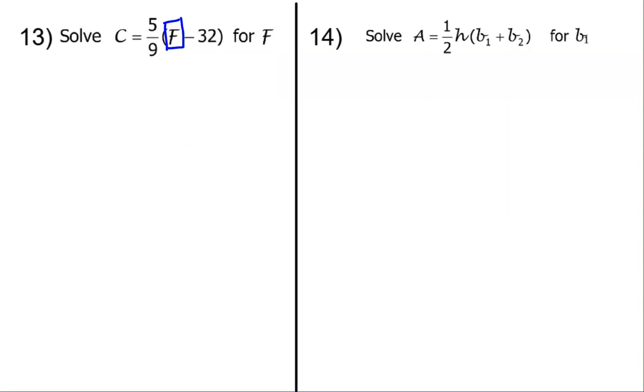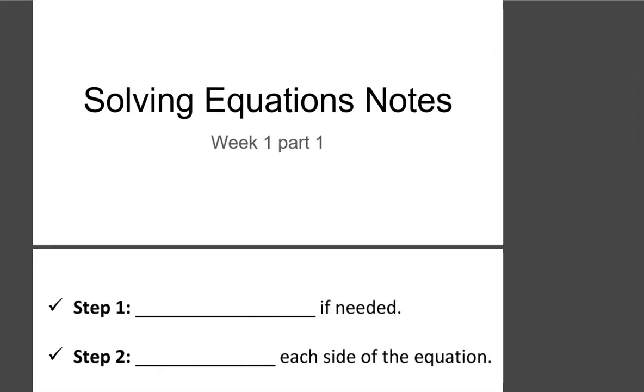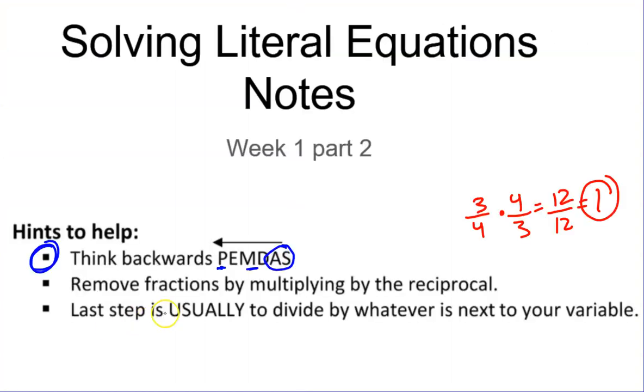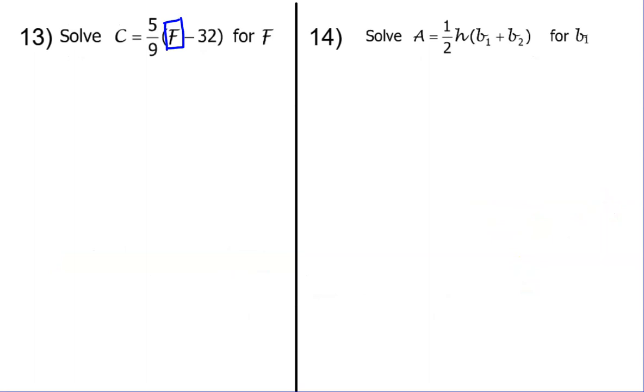Let's get rid of that. One of my helpful hints also told me to multiply by the reciprocal. So this is when we're going to use this helpful hint. Okay, the reciprocal of 5 over 9 is going to be 9 over 5.